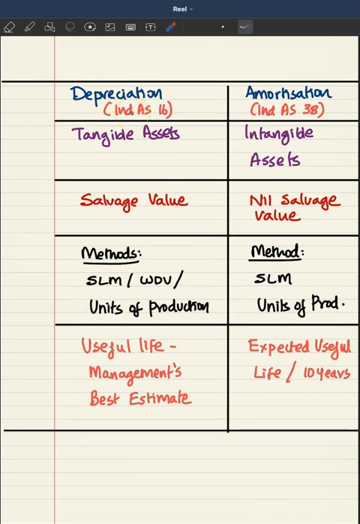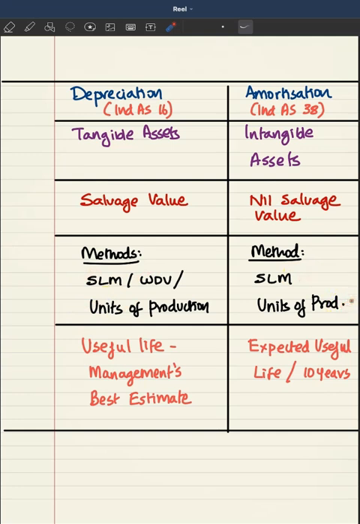Now let's tabulate the difference between these two. Depreciation is based on Ind AS 16, whereas amortization is based on Ind AS 38. Depreciation is provided on tangible assets, amortization on intangible assets. Depreciation calculation generally will involve salvage value. In amortization cases, mostly you will not see salvage value. For depreciation, we have 3 methods like straight line method, written down value method, and units of production method. For amortization, we have 2 methods, straight line method and units of production method.